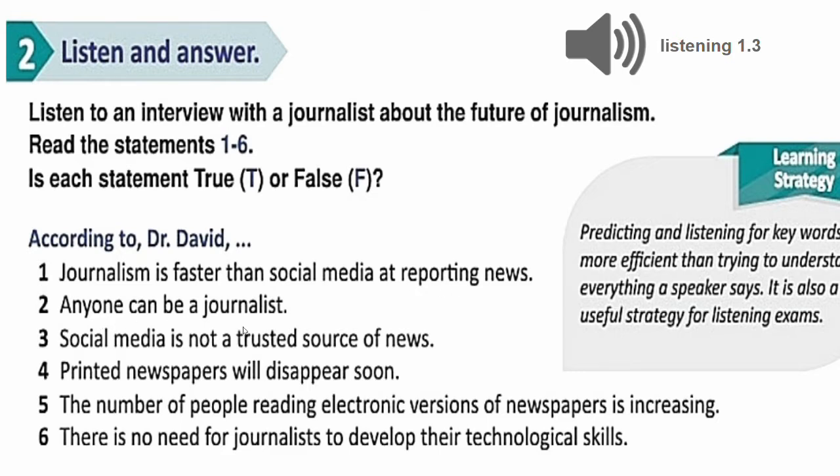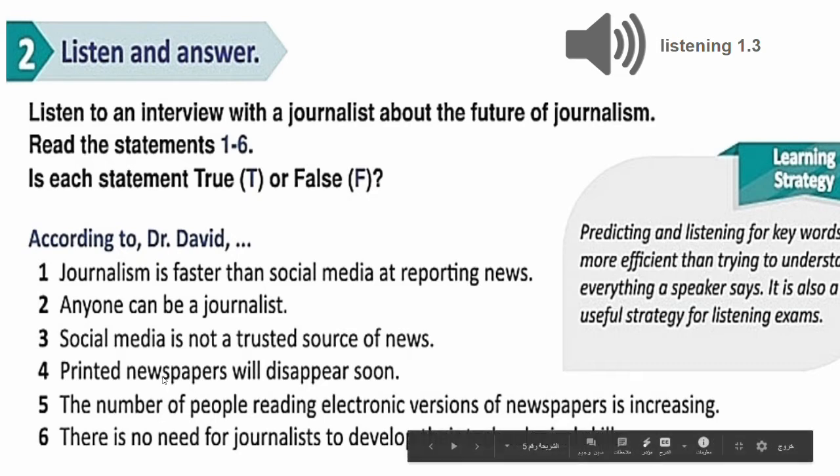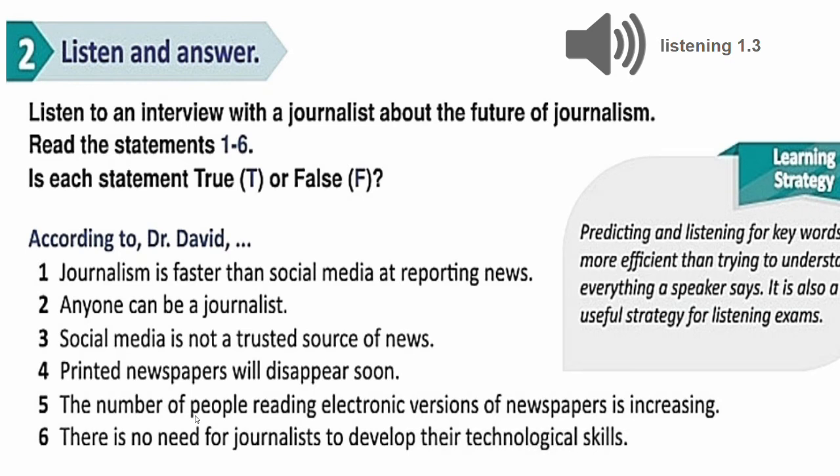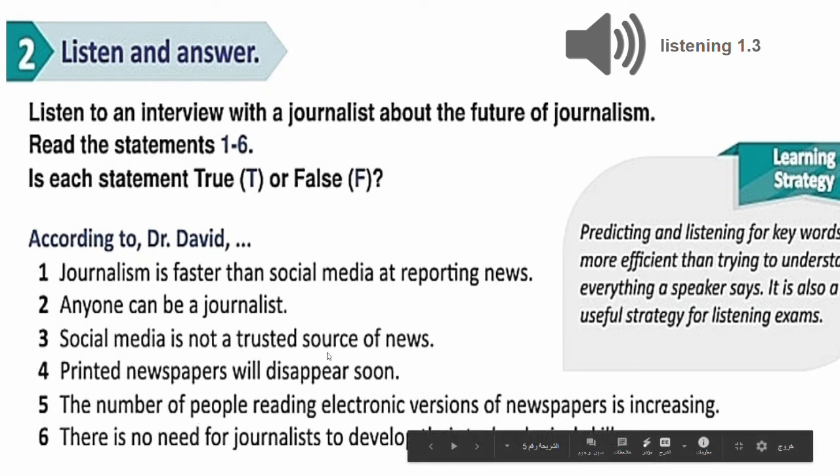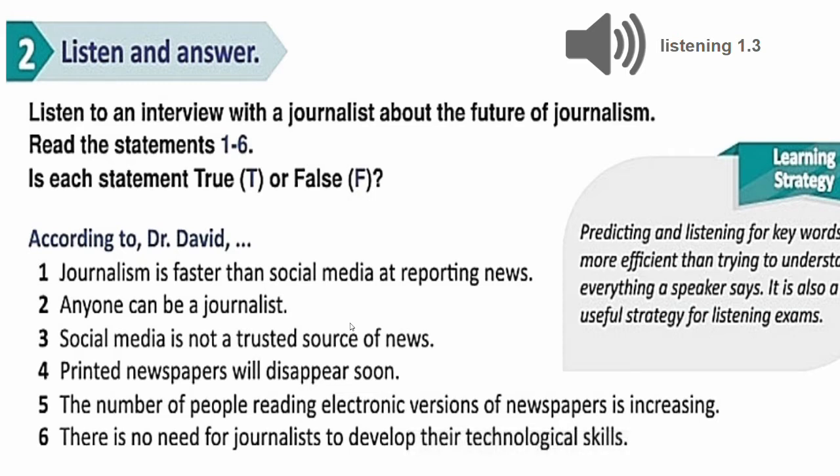Anyone can be a journalist. Social media is not a trusted source of news. Printed newspapers will disappear soon. The number of people reading electronic versions of newspaper is increasing. Number 6. There is no need for journalists to develop their technological skills.